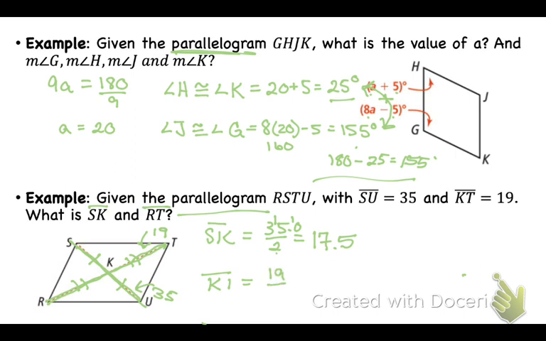19 divided by... wait, why are we dividing? We can define RT, which is the whole thing. I messed up when I labeled. Because on this one, SU was the whole thing, yes? Yeah. So I put on the whole thing. But KT is only what? Only that much. So then I have to multiply it by 2. I messed up on my label. I was assuming, which is not good, right?